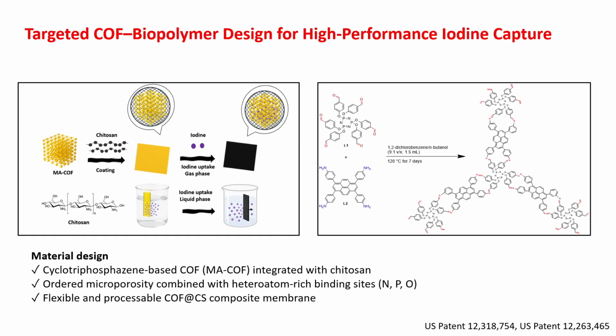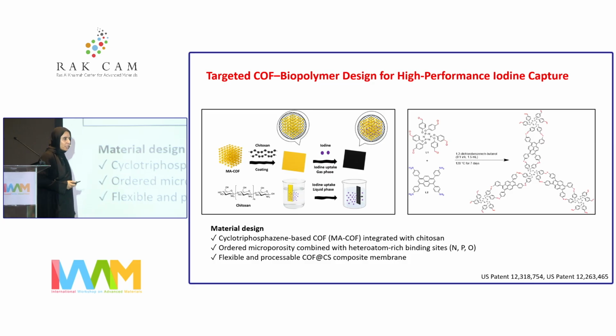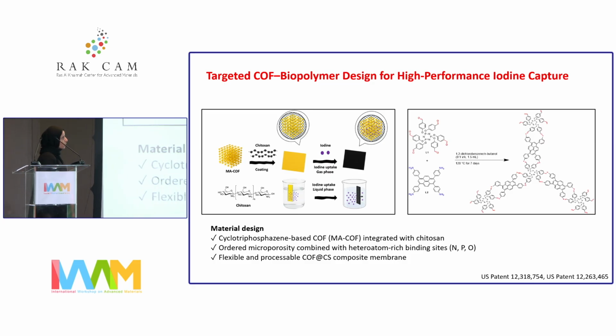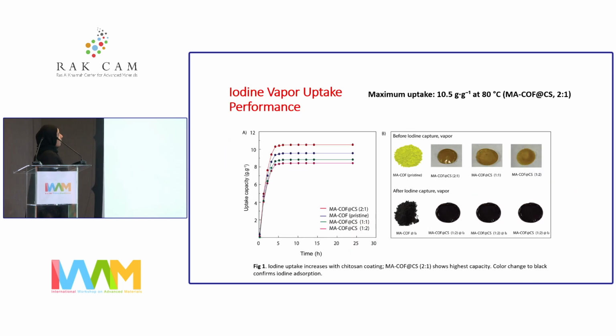For the iodine application, we synthesized MA-COF, which is the first COF that I synthesized, from 2 building blocks. The first one is phosphazine aldehyde, and the second one is pyrene amine. This COF is an electron-rich system containing aromatic rings and heteroatoms, able to capture iodine. And in order to make this COF more practical and flexible, we integrated it with a polymer to convert it from powder form into membrane form. And this is what we came up with.